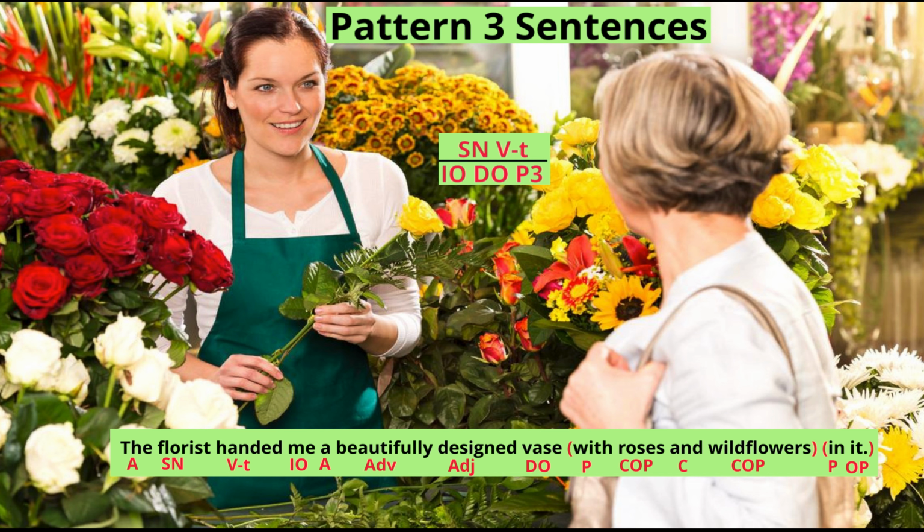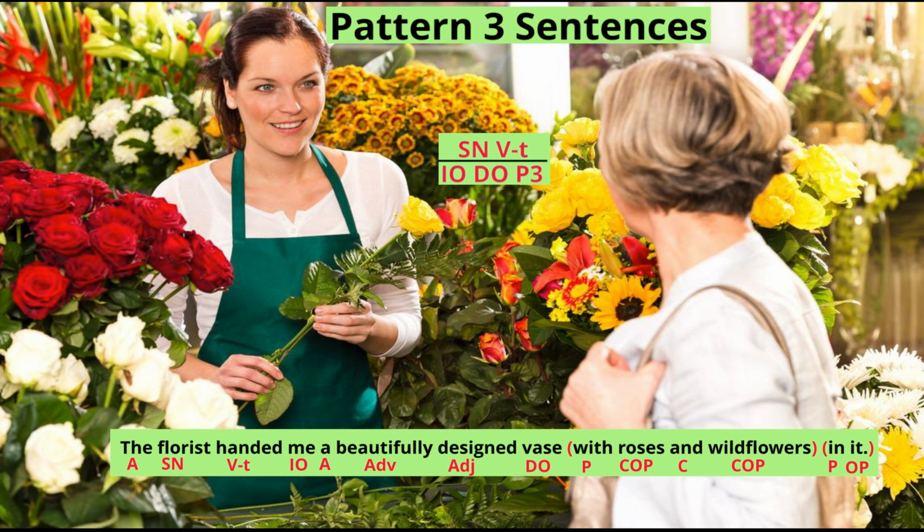A beautifully designed vase. A is an article adjective, beautifully is an adverb, and designed, because it is describing the vase, will be the adjective. We are going to talk about me. Me is the indirect object. We'll talk about that in the video.